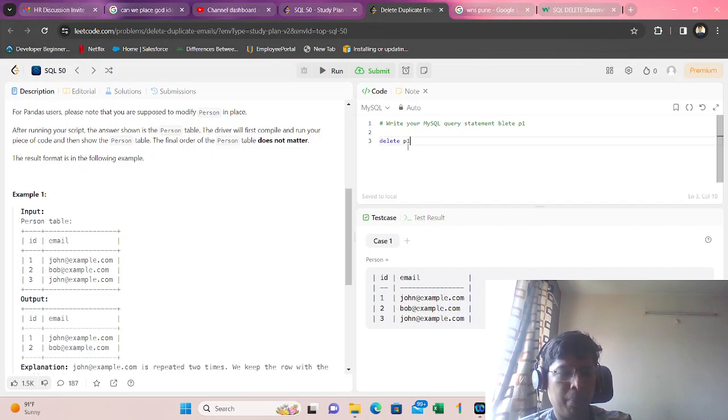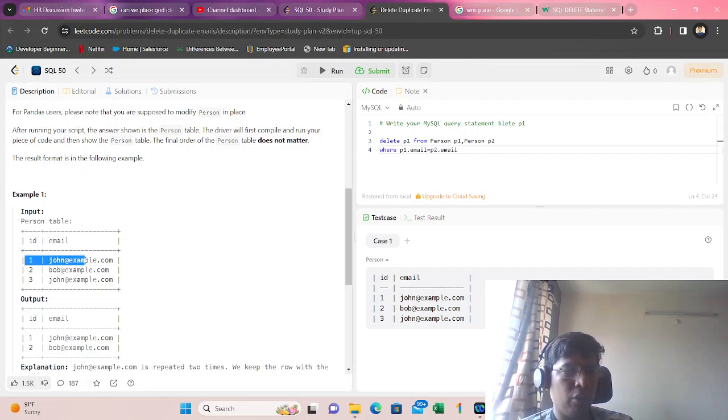Delete the keyword P1 from person P1, person P2. Again, a self join would be used because you have to compare within the table. What is P1? P1 indicates the entire row from the person table, so it deletes the entire row. Now, what is the condition? Where the first condition is P1.email equals P2.email.